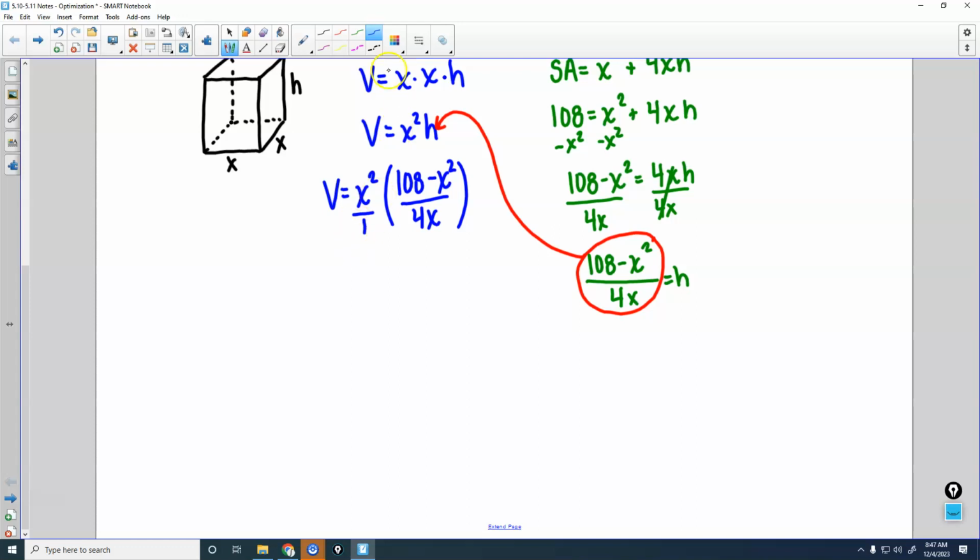So first of all, if I put that over 1, one of these x's can cancel with that x in the bottom, which is going to give us x over 1 times (108 minus x squared) over 4. And then I could just multiply straight across. So in the top, I would have to distribute that x. So I'll have 108x minus x to the third, and this is all over 4.